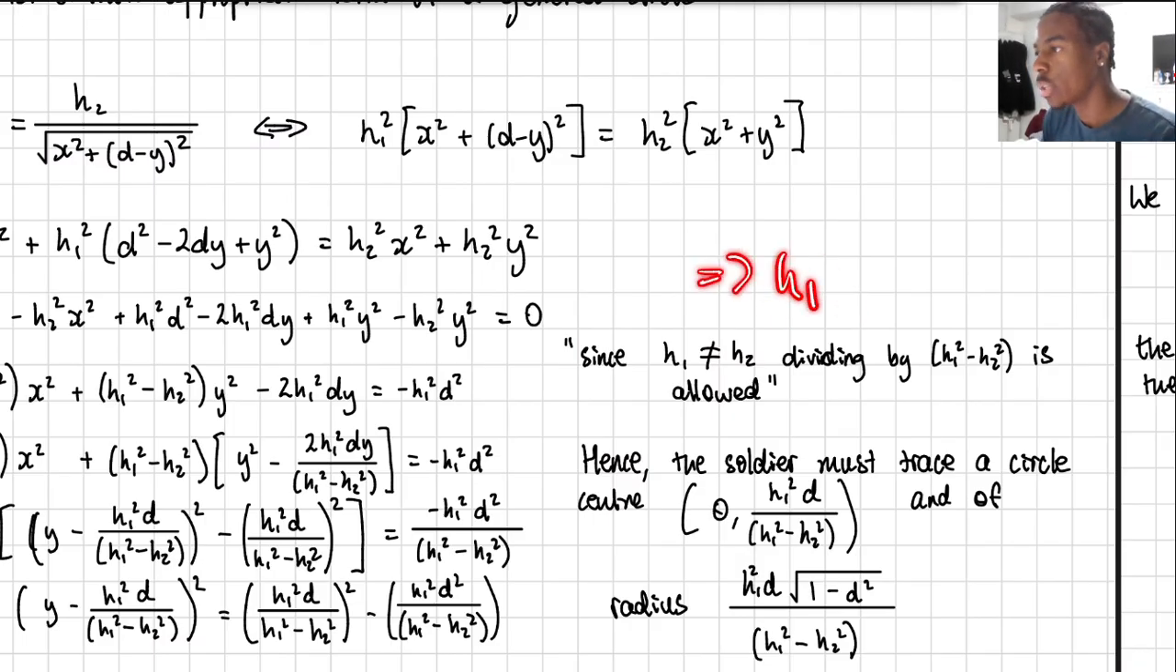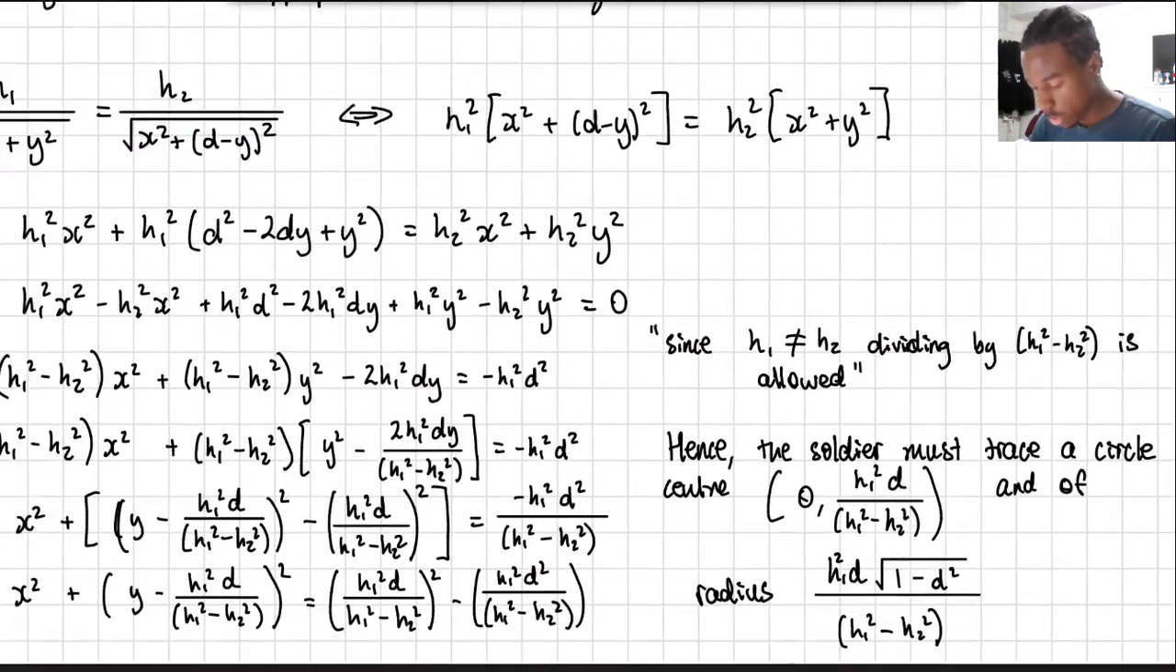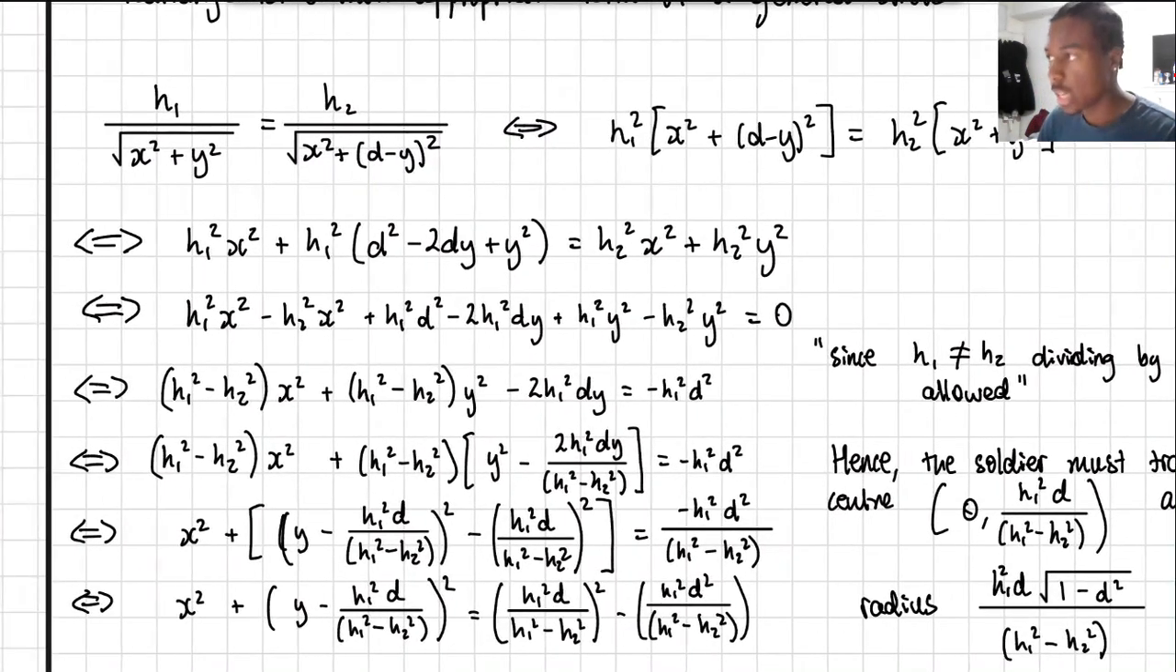Therefore, h1 squared does not equal h2 squared. Therefore, this thing does not equal 0. So I'm allowed to divide by h1 squared minus h2 squared. So if you take a look at this algebra, similar ideas here. Just be careful with the completing the square. You need to make sure that you factorize out.